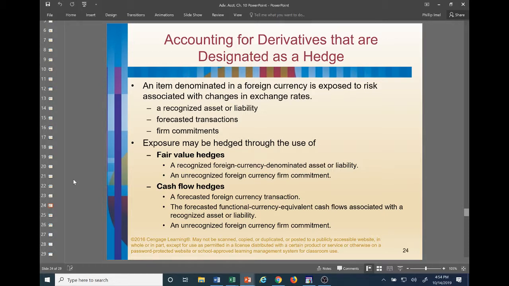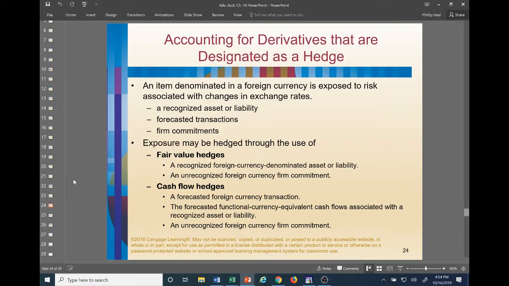Now, a fair value hedge is used to offset changes in the fair value of items with fixed exchange prices or rates. Fair value hedges include hedges against the change in the fair value of a recognized foreign currency denominated asset or liability, an unrecognized foreign currency firm commitment.